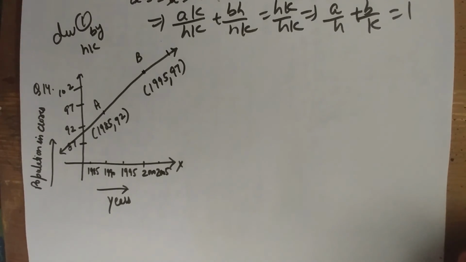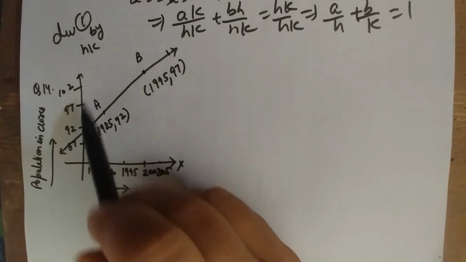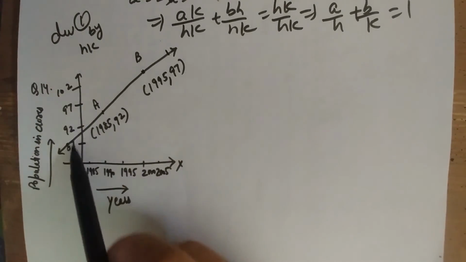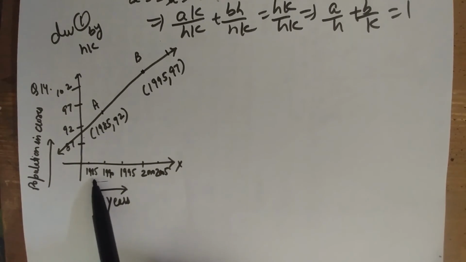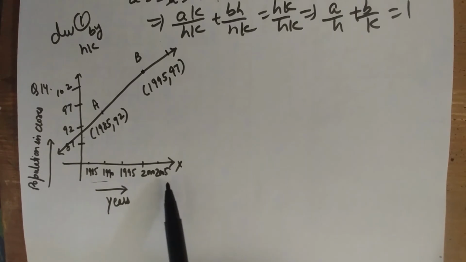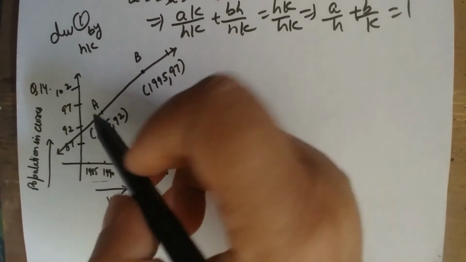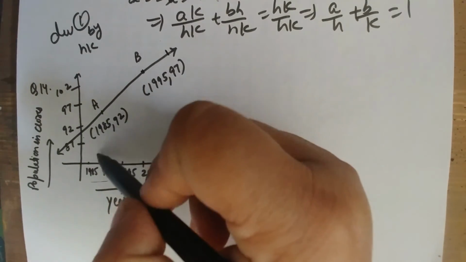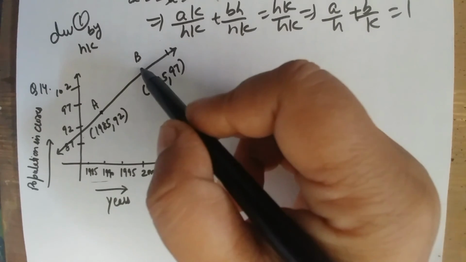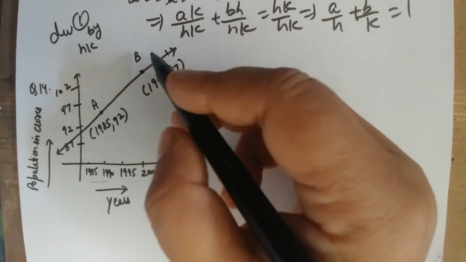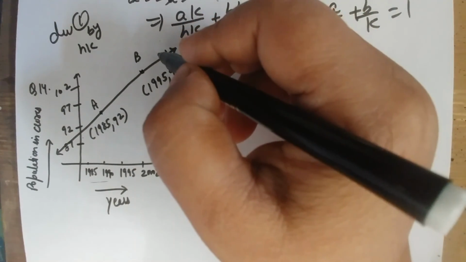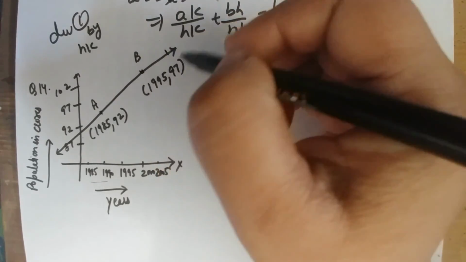Question number 14: consider the following population and year graph. Find the slope of the line AB and using it find what the population will be in the year 2010. So this is your population graph. Population in crores is written on this side: 87, 92, 97, 102, and the years mentioned are 1985, 1990, 1995, 2000, 2005 and 2010. I'm given that in 1985 it is 92 crores, and in 1995 it is 97 crores. So I have taken two points A and B, right? I need to calculate what the population will be in the year 2010.